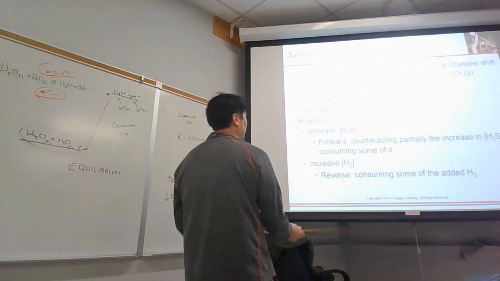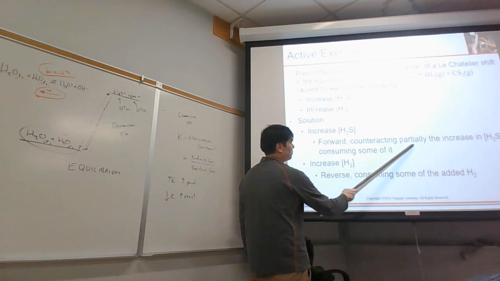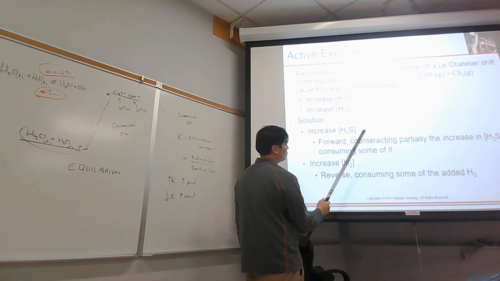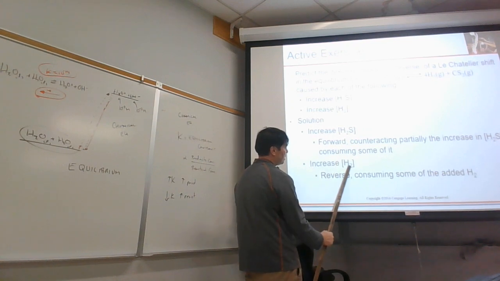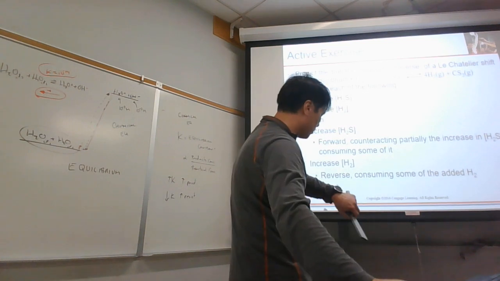So that's what they're saying here. If we increase the H2S, we're going to have the forward reaction partially counteracting the increase in H2S by consuming some of it. So we'll get more forward reaction. If we increase the H2, we're going to get a reverse reaction. It's going to drop down to the other side as we get more product.